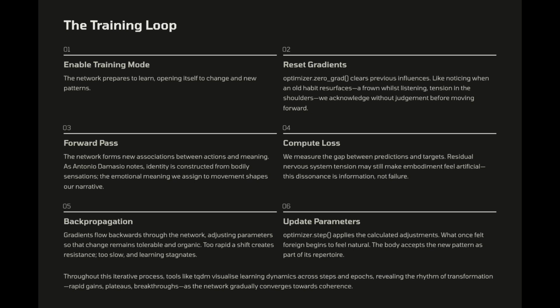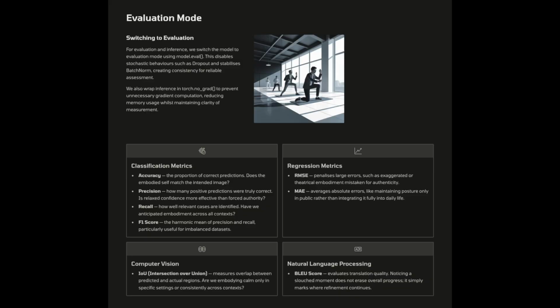As Antonio Damasio notes, identity is constructed from bodily sensations. The emotional meaning we assign to movement shapes our narrative. 4. Compute the loss, measuring the gap between predictions and targets. Residual nervous system tension may still make embodiment feel artificial. 5. Execute backpropagation, adjusting parameters so change remains tolerable and organic. 6. Update parameters with optimizer.step. What once felt foreign begins to feel natural. Throughout this process, tqdm visualizes learning dynamics across steps and epochs.